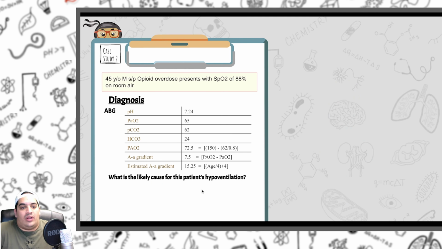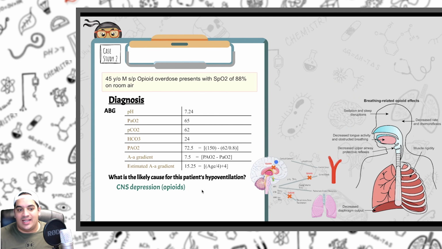All right, so if that is the case and it is CNS depression or opioids, how do we treat that? We reverse that, usually give them something like naloxone to reduce or reverse the actual effects of the opioids, and generally the patient should improve.